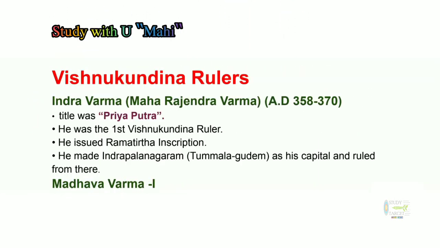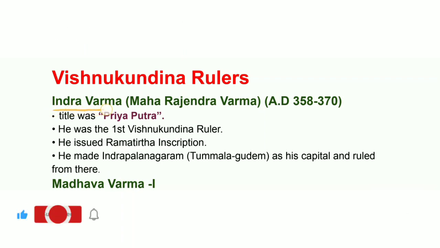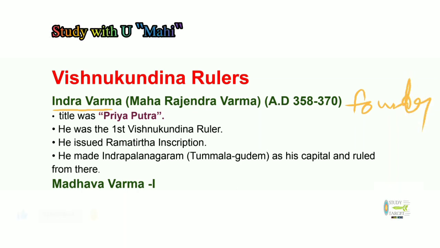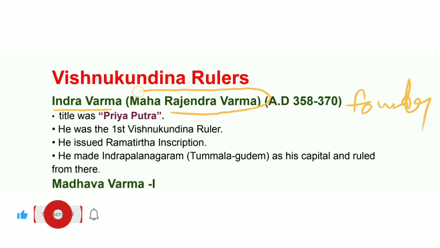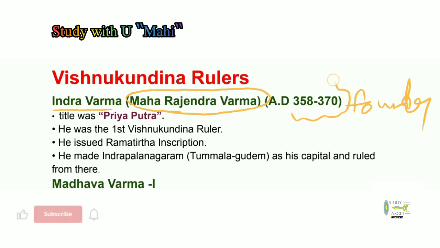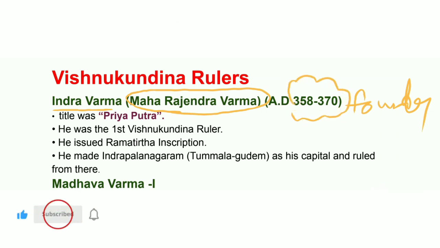The first ruler of the Vishnukundin dynasty is Indravarma. He is also the founder of the Vishnukundin dynasty. He is known as Maharajendra Varma. He ruled the Vishnukundin dynasty from 350 AD to 370 AD, and his title is Priyaputra.